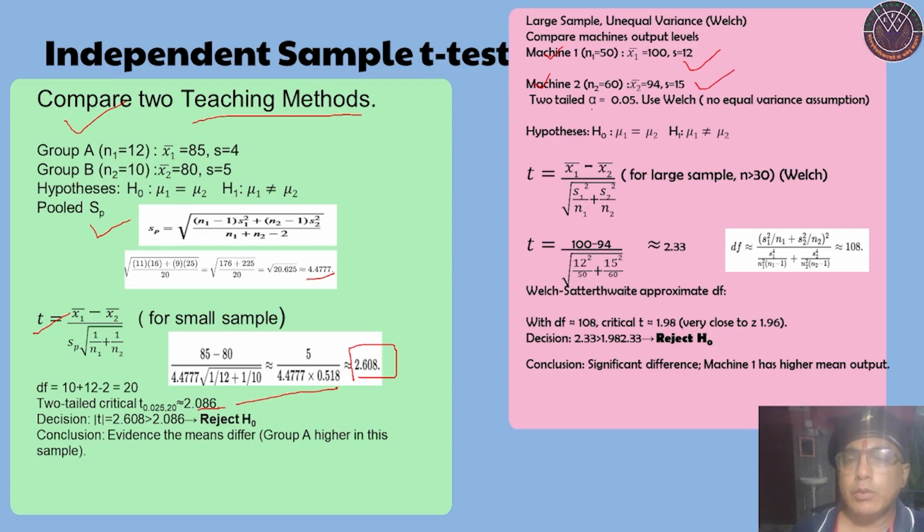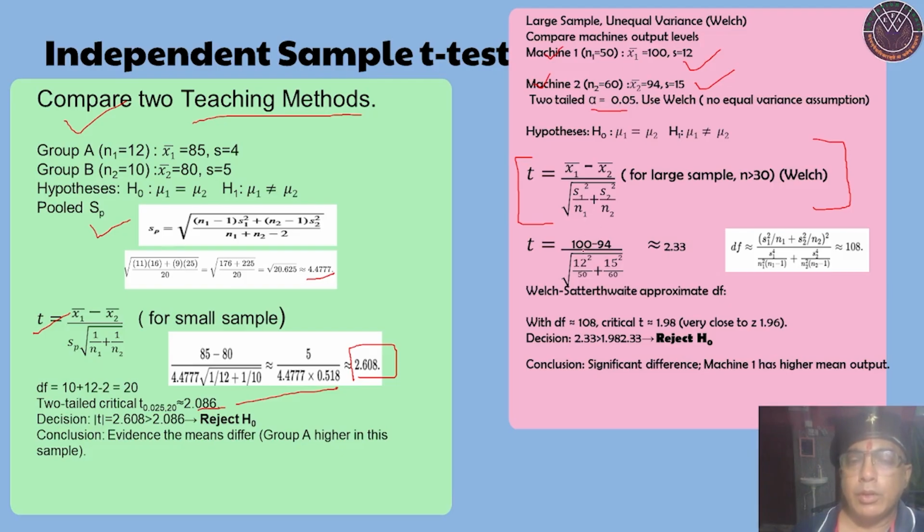So here also you will take alpha as 0.05, and the hypothesis is that the population means are equal, and the alternative hypothesis is that they are not equal. Now we will use the second formula, for large samples. So this is mean 1 minus mean 2, and then standard deviation squared by n1 plus standard deviation squared by n2.